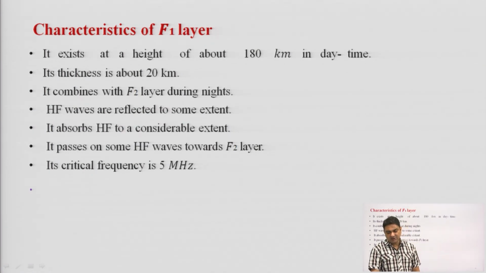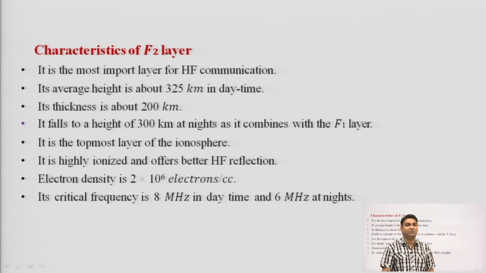The characteristics of F1 layer: it exists at a height of approximately 180 kilometer during daytime, and its thickness is about 20 kilometer. It combines with F2 layer during night. High frequency waves are reflected to some extent, and it absorbs high frequencies to a considerable extent. It passes on some high frequency waves towards F2 layer, which has a critical frequency of 5 megahertz.